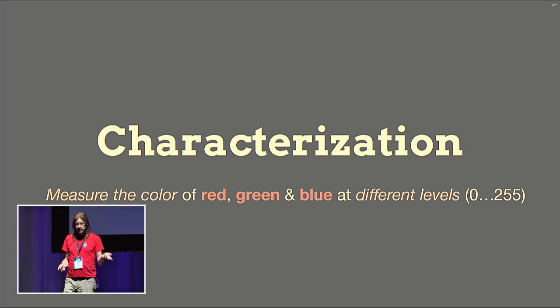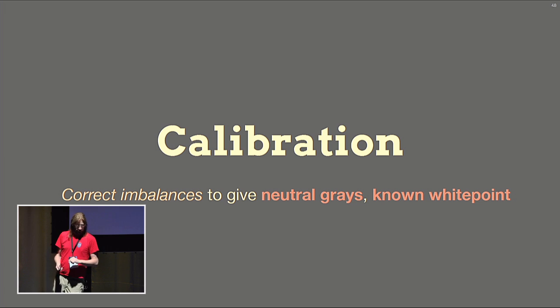First of all, you characterize the display. You measure the color of red, and then of green, and then of blue, all separately, at all the different levels from 0 to 255. And then you calibrate it, you correct the imbalances. You say, okay, at this value you've got this much light, and at this one you've got this much light, and you measure it so that the grays don't have a little bit of a shift here, a little bit of shift there. They're actually neutral grays all the way along. And you also have a known white point. Whatever white point you want as a standardized white point, you set it to that.